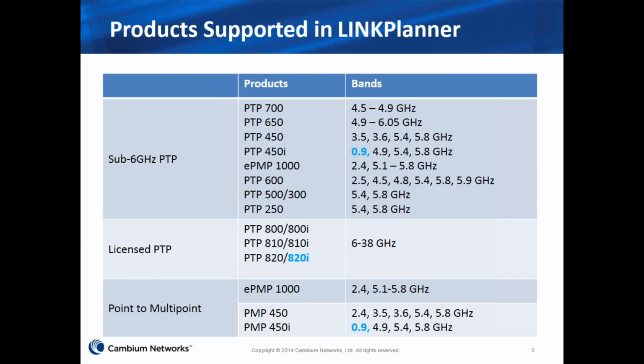So here's a quick review of all the products we support in LINKPlanner. We've added the 900 meg to the 450 family portfolio, and also an indoor option to the 820, which is now also called the 820i. We've still got products in there for 250, 300, 500, 600, although they are getting discontinued from sale. We keep them in LINKPlanner. If you've already got projects that are using them, you don't have to worry that they're going to disappear and you won't be able to add to your networks. They'll remain.